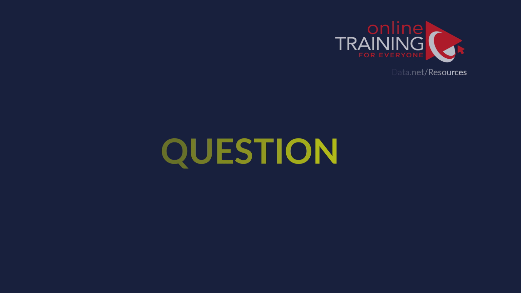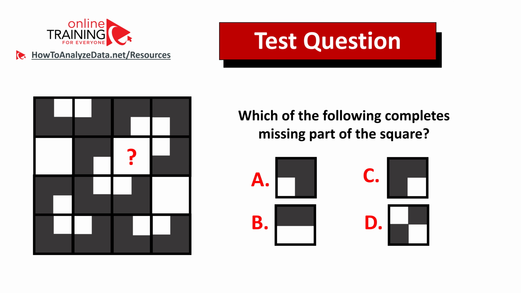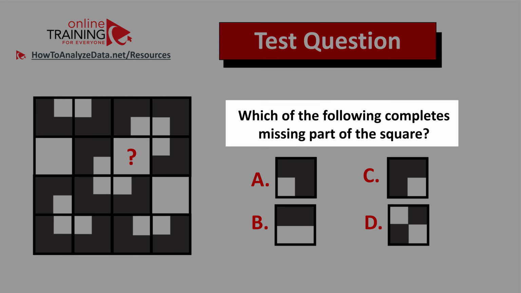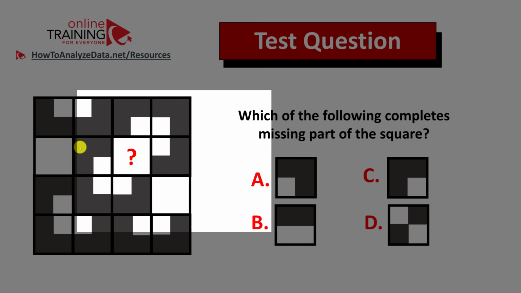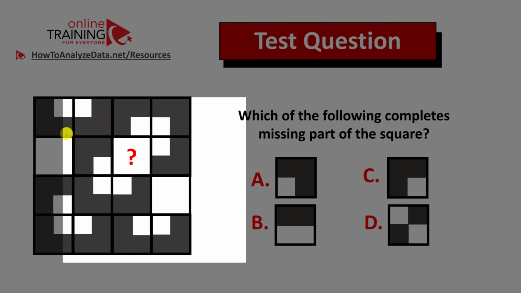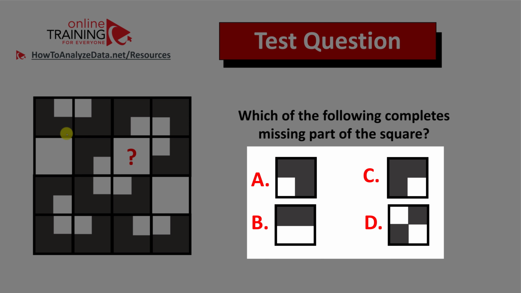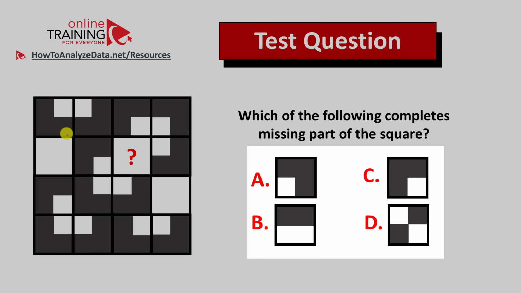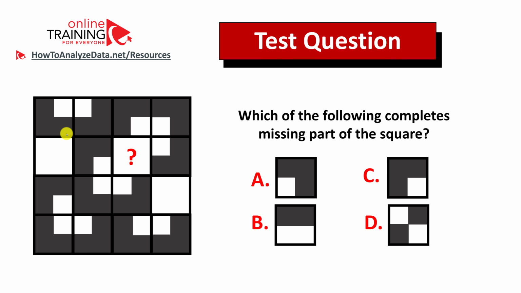Let me share with you a tricky question which tests your pattern recognition and visual reasoning skills. Which of the following completes the missing parts of the square? You're presented with a 4x4 square, which contains different smaller squares inside, and 4 possible choices: A, B, C, and D. Do you recognize the pattern? Now might be a good time to pause this video and give yourself 10 to 20 seconds to see if you can come up with the answer.